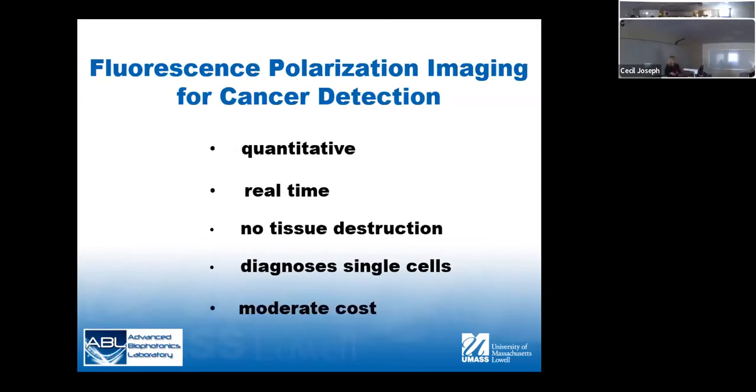Why did we try to do fluorescence polarization imaging for cancer detection? It's because it's a quantitative method, which is very helpful. So we can just associate a number with presence or absence of the disease. We can do it in real time. It's very simple. It doesn't require tissue destruction, can be used in single cells, and can be implemented at moderate cost.